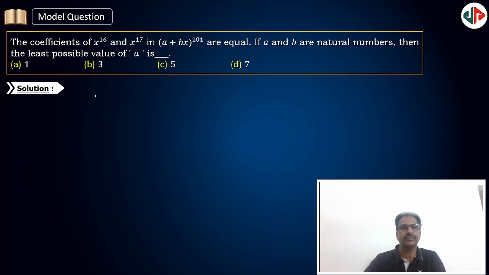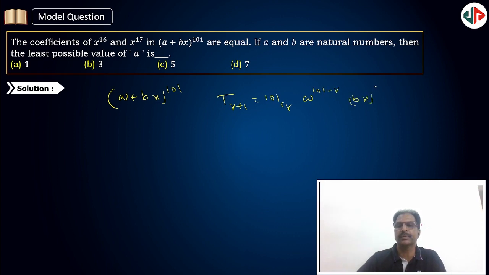The coefficients of x power 16 and x power 17 in the expansion of (a plus bx) whole power 101 are equal. For that, first write the general term tr plus 1. This is 101 cr a power 101 minus r (bx) power r. This is 101 cr a power 101 minus r b power r x power r.